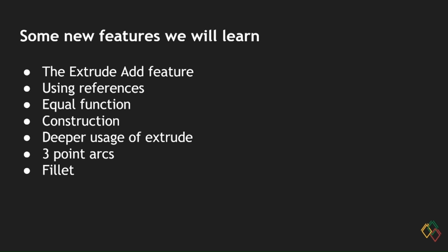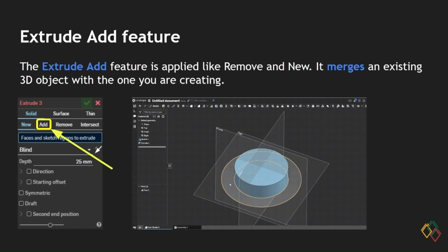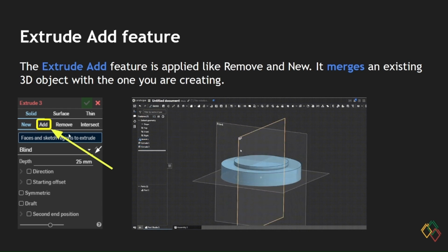So what we're going to learn is the extrude add feature using some references, equal function, construction, and more. And first of all, like we've learned from the previous lesson, if we go ahead and click our extrude button, we learned that we can make sketches into 3D objects. But if we want to, for example, combine one 3D object with another, we need to use the add function.